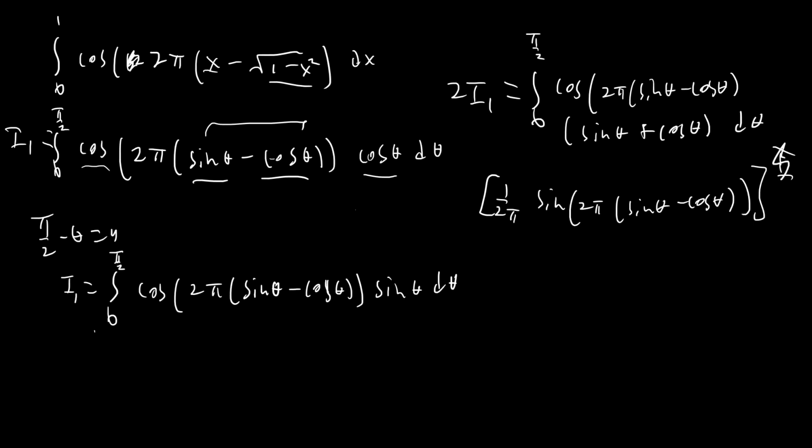But notice here that when we evaluate this at pi over 2, the inside right here is just going to be 1, because this is 0 and this is 1, and when we evaluate this at 0, the inside is going to be negative 1. And in both cases, we have sine 2 pi, so it's going to be sine of 2 pi and sine of negative 2 pi, both of which are 0. So this whole thing just goes to 0. So this whole integral actually goes to 0. I1 is equal to 0 as well. And so that means that our integral I is just equal to pi over 2.